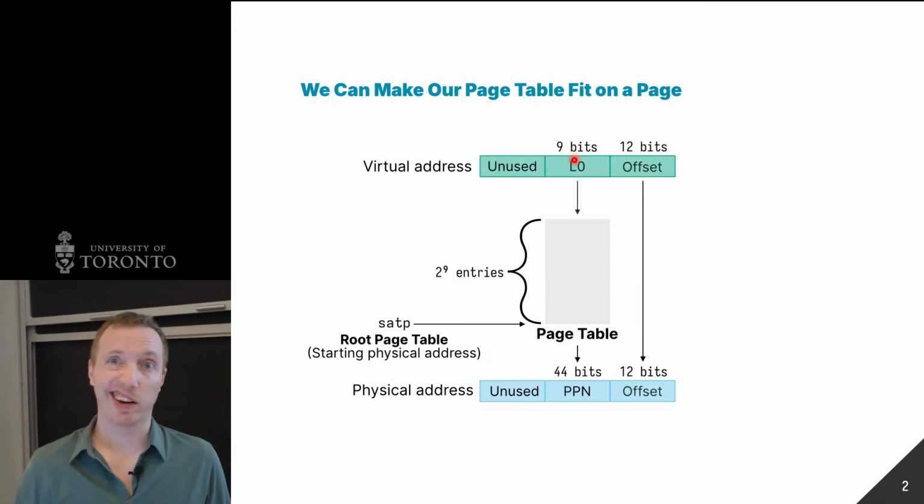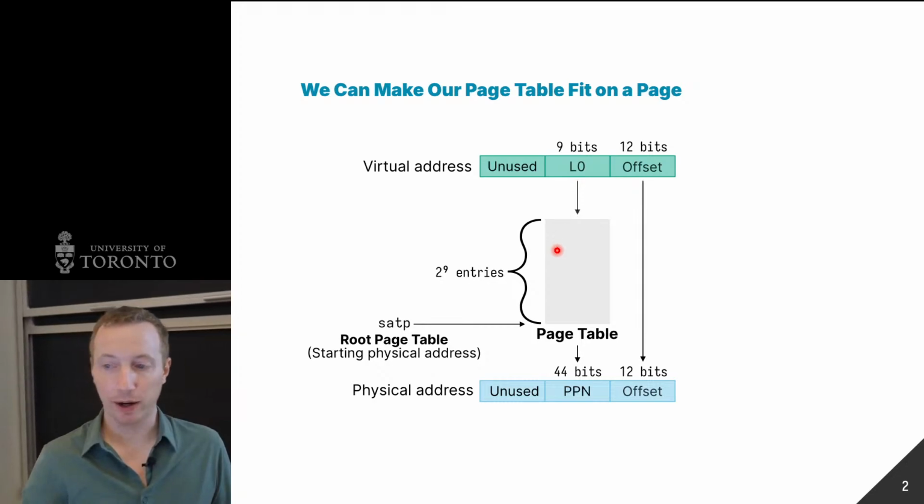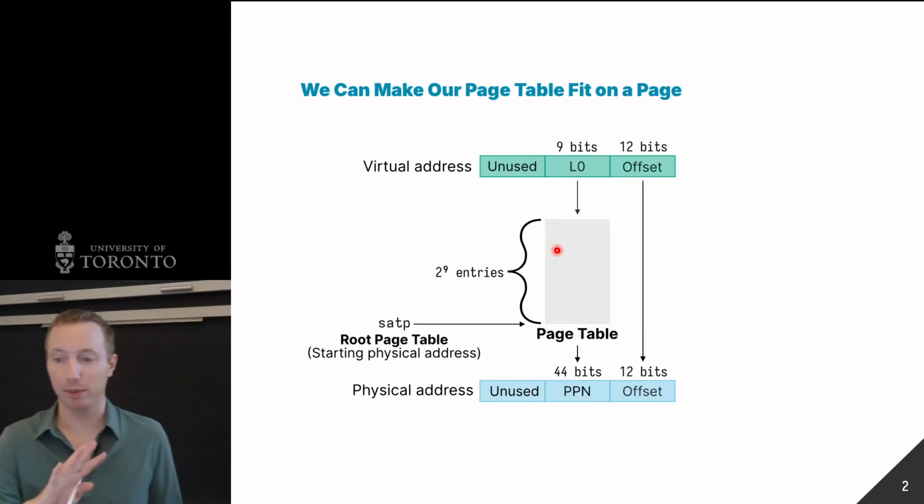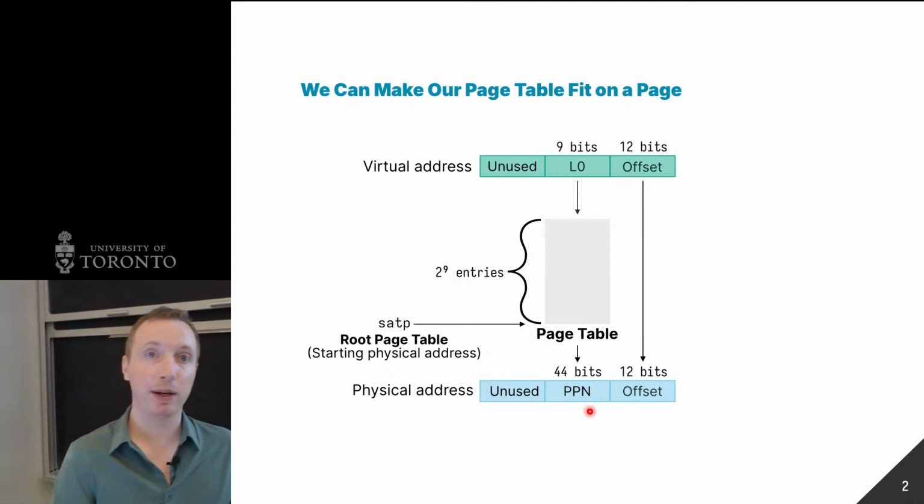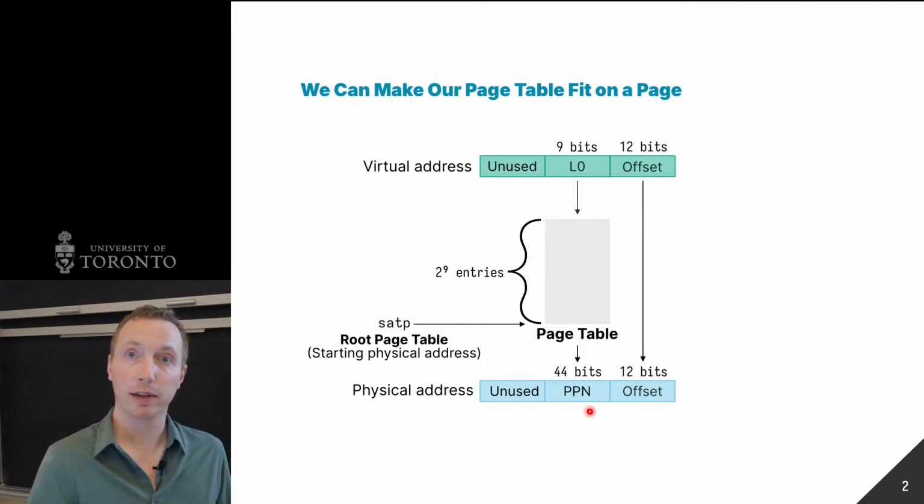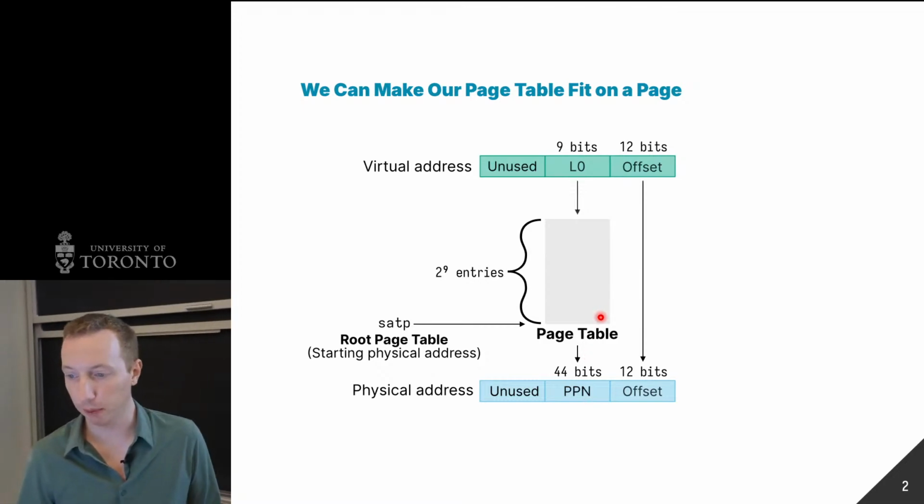So that's our major drawback here, so we're going to have to do something about it. But for now, our idea is we want our page table to fit on a page. And our physical address, since the PPN is stored as part of the entry, doesn't change. It would still be 44 bits based off what we argued about before.